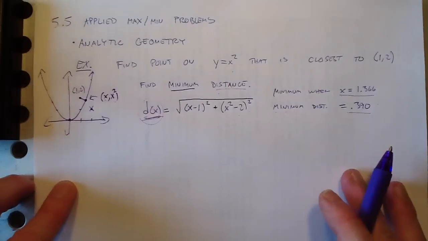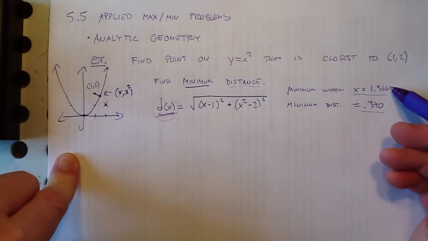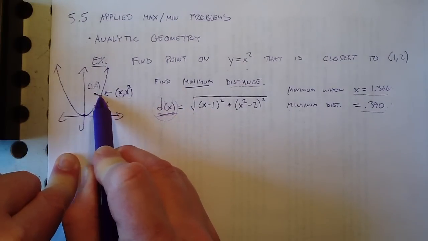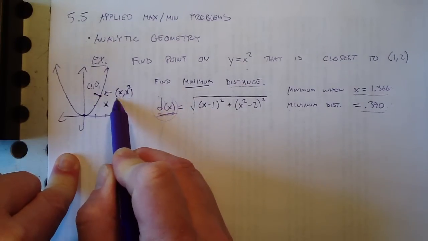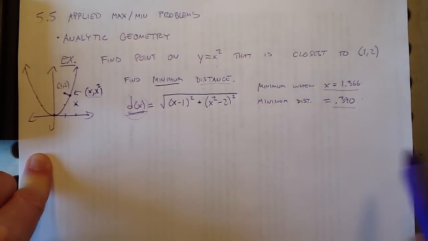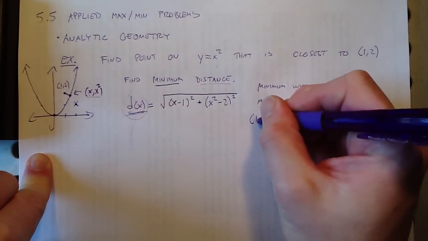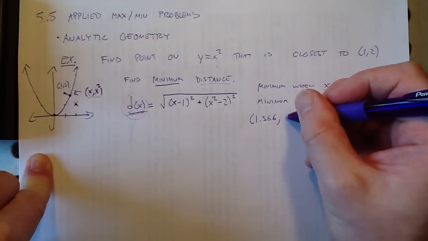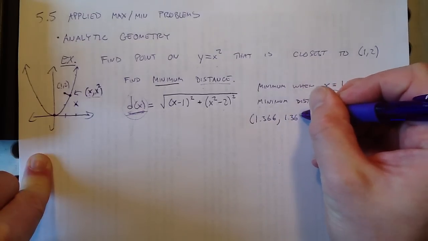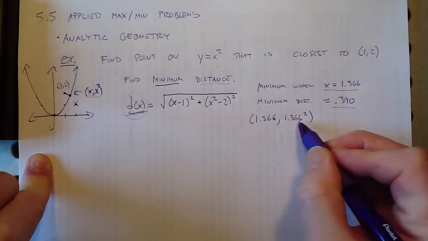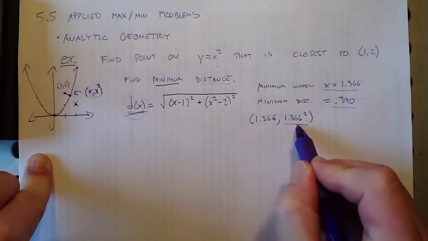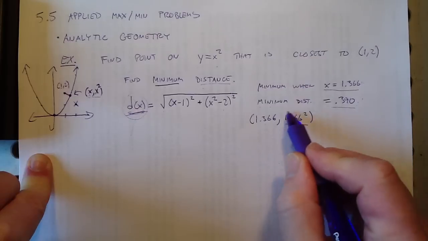So back to our picture here for a second. What do these numbers mean? This is the 0.390. That's this distance. And this point would be the point 1.366, comma 1.366 squared, right? That would be, if for whatever reason we needed this, like we wanted to know the actual coordinates of the point, that would be the point.